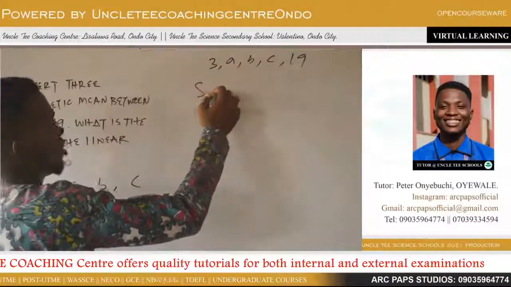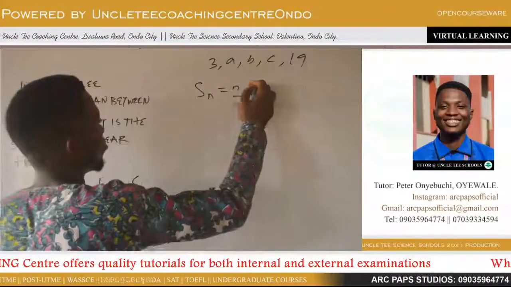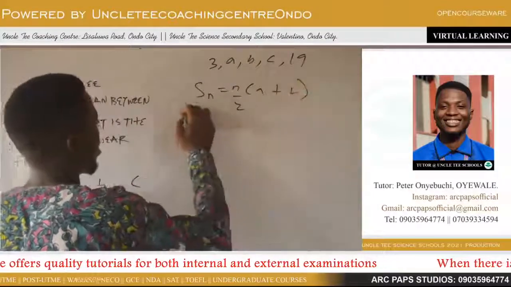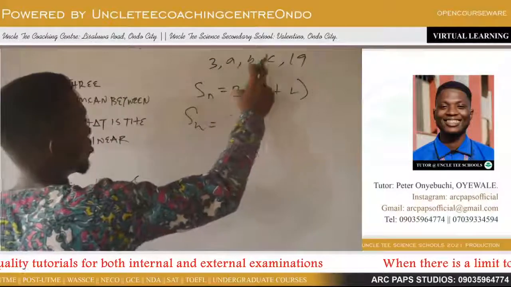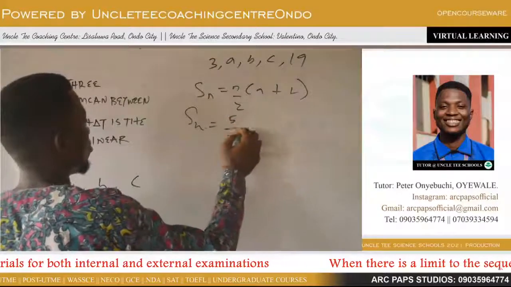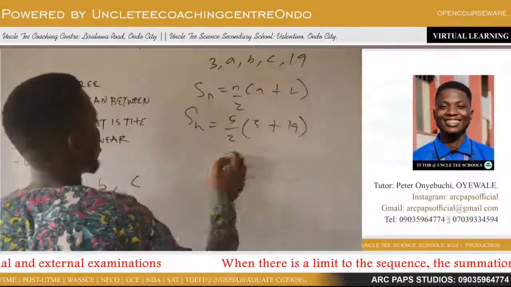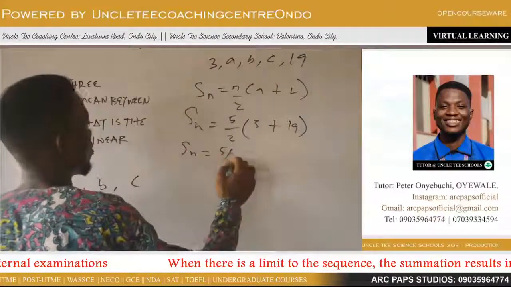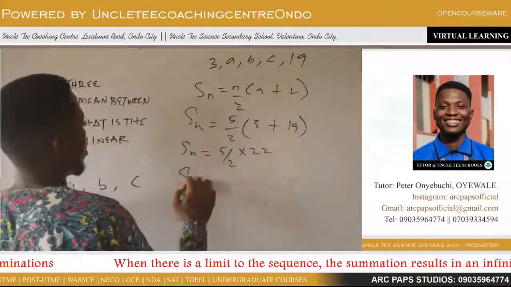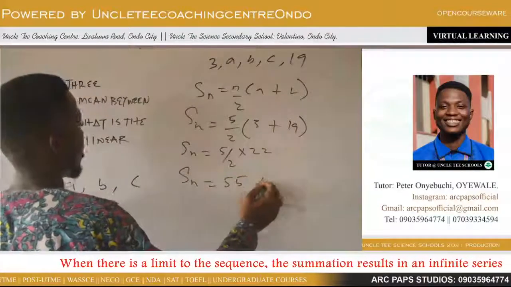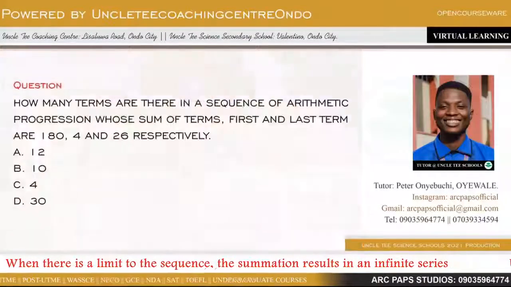So what we're actually going to do is calculate the sum of terms, which is given by the formula n over 2 into a plus l. Now this is 5 over 2 because we're going to have 5 terms. Our first term is 3, our last term is 19. So Sn will give us 5 over 2 times 3 plus 19, which is 22. Our Sn will give us 55.